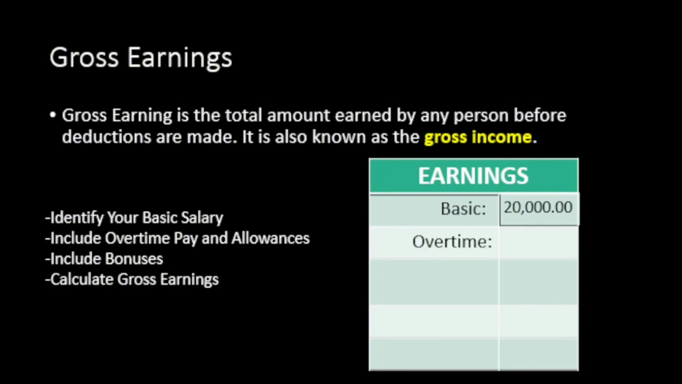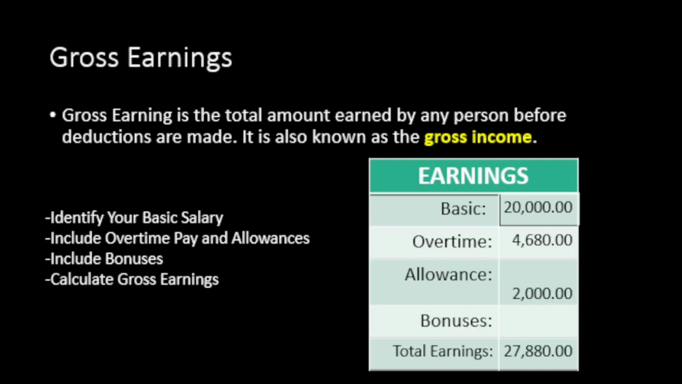Next, you add any overtime pay and allowances you receive. These are extra earnings you get for working beyond regular hours or for specified purposes like transportation or meal allowances. If you have bonuses, don't forget to include them as well. Bonuses can be annual, performance-based, or any other type specified by your employer. To get your gross earnings, simply add your basic salary, overtime pay, allowances, and bonuses. You now have your total income before any deductions.